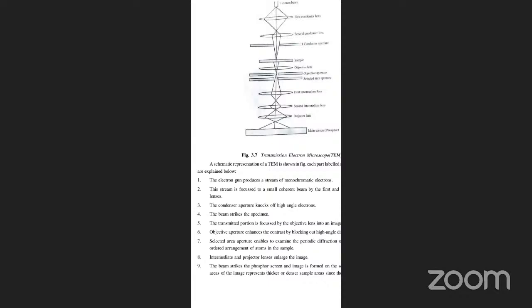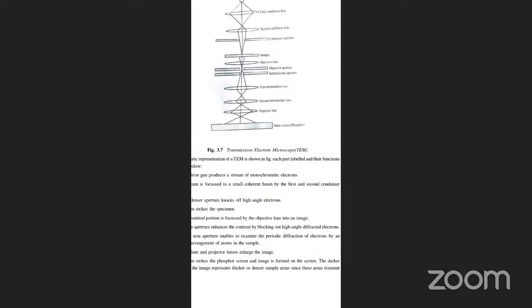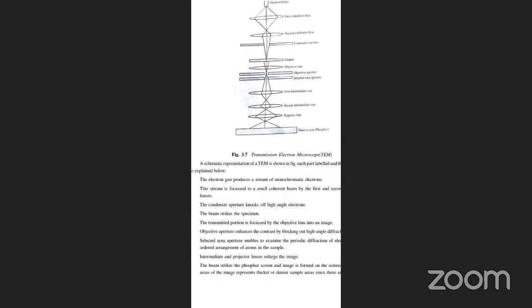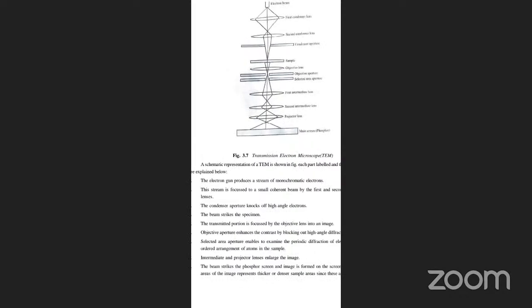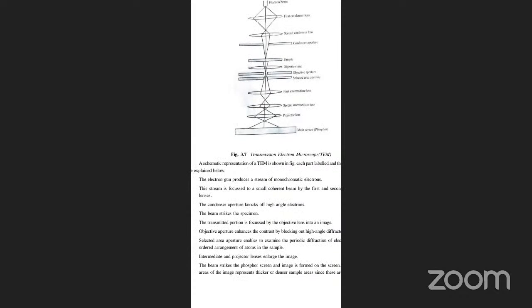The objective aperture enhances the contrast by blocking out high-angle diffracted electrons. The selected area aperture enables us to examine the periodic diffraction of electrons by an ordered arrangement of atoms in the sample. Intermediate and projector lenses enlarge the image. The beam strikes the phosphor screen and the image is formed on the screen.